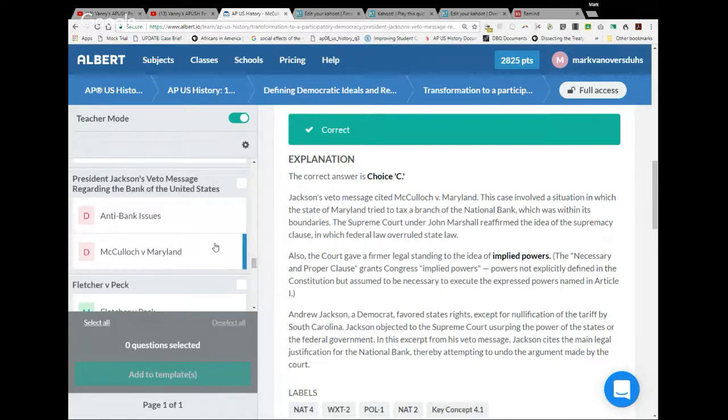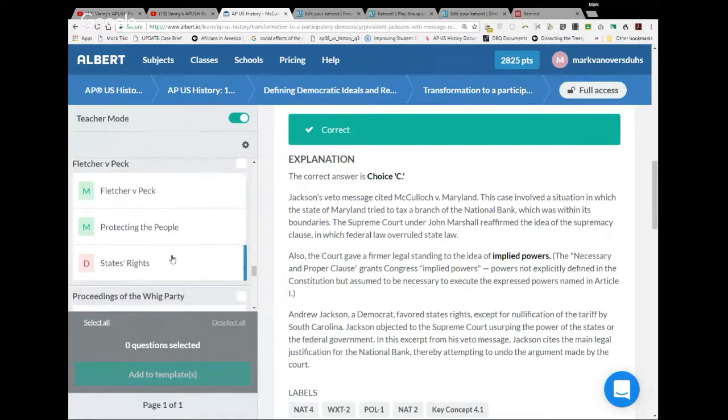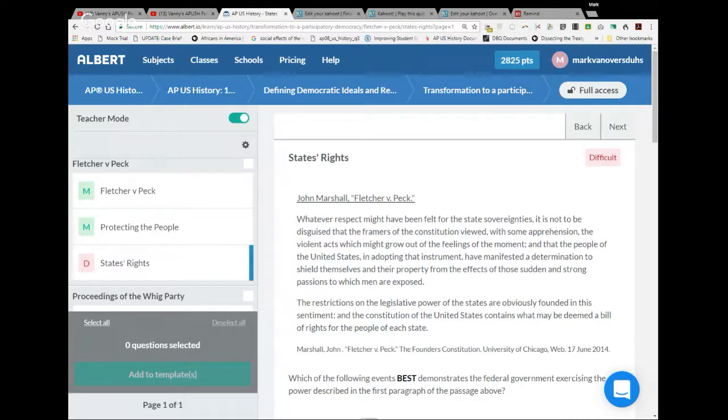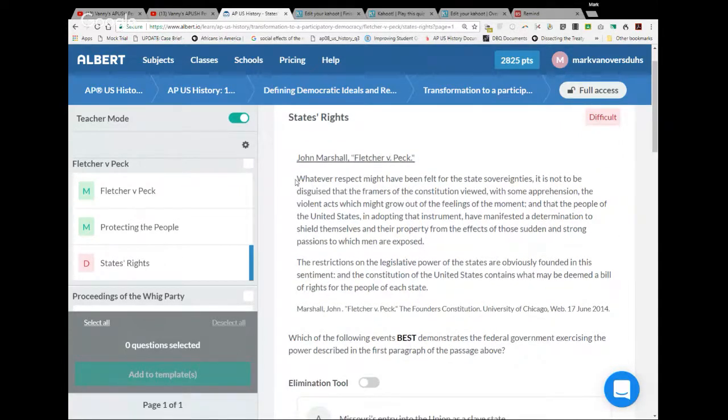Here's another one that you've got to look at. Fletcher versus Peck. Whatever respect might have been felt for the state sovereignties, it is not to be disguised that the framers of the Constitution viewed, with some apprehension, the violent acts which might grow out of the feelings of the moment, and that the people of the United States, in adopting that instrument, the Constitution, have manifested a determination to shield themselves and their property from the effects of those sudden and strong passions to which men are exposed. The restrictions on the legislative power of the states are obviously founded in this sentiment, and the Constitution of the United States contains what may be deemed a Bill of Rights for the people of each state.